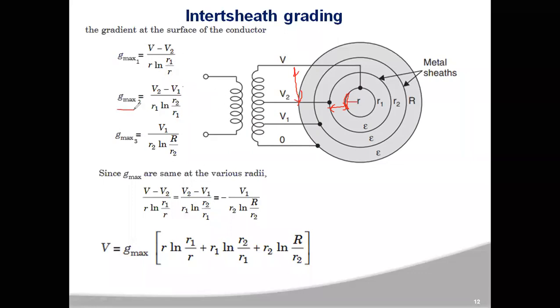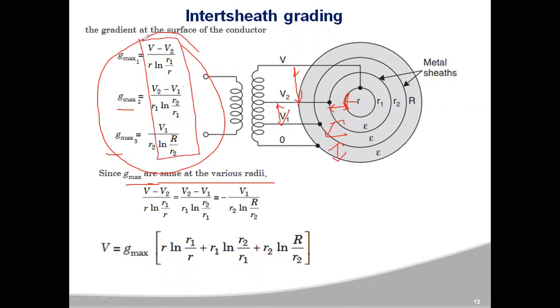In a similar manner, for Gmax 2 you have to consider the second layer. Here the voltage will be V2 minus V1, so V2 minus V1 by R1 into ln R2 by R1. And G3 max, if you consider the third layer, will be V1 minus 0, by R2 into ln capital R by R2. So this is G1 max, G2 max, G3 max. If all three layers have the same dielectric stress, then G1 max is equal to G2 max is equal to G3 max. Then you can equate the right hand side equations, and you will get this expression.